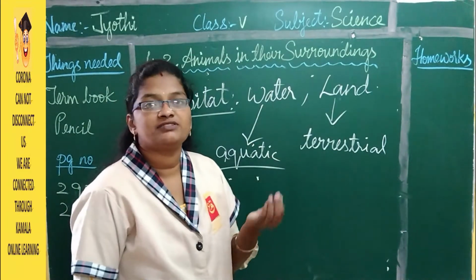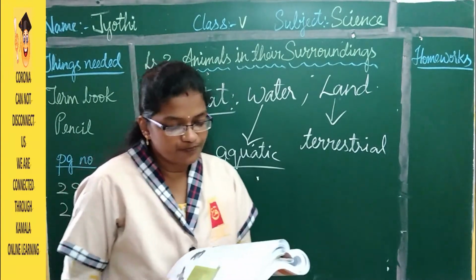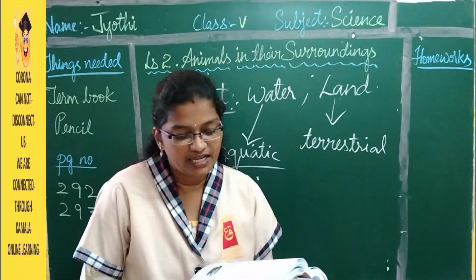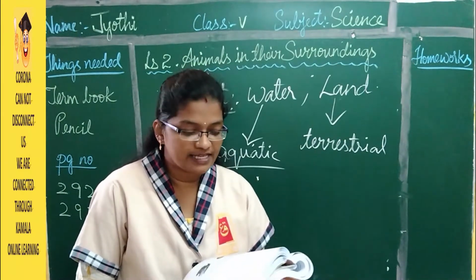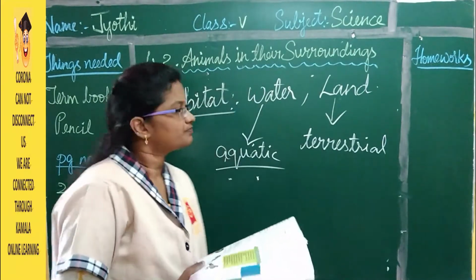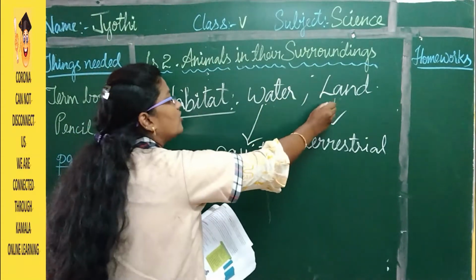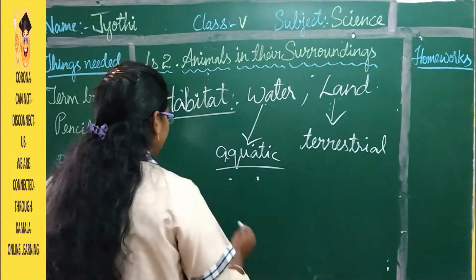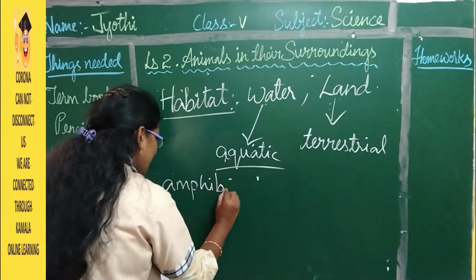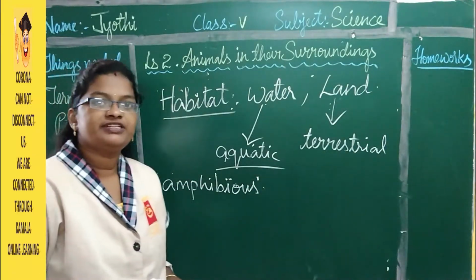Then what are the animals which live in both water and land called? Some animals that can live both on land and in water are called amphibious animals, or amphibians also. The animals which can live both in water and on land are called amphibious animals.